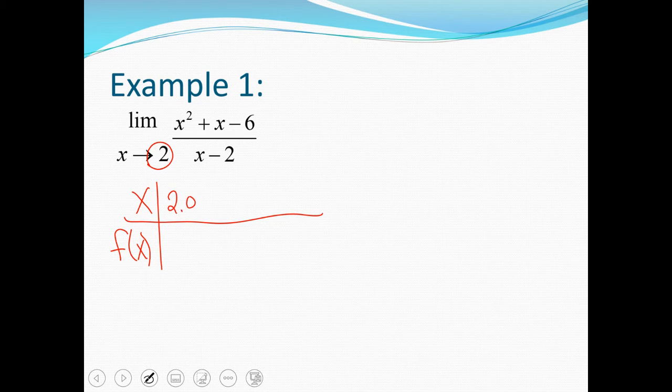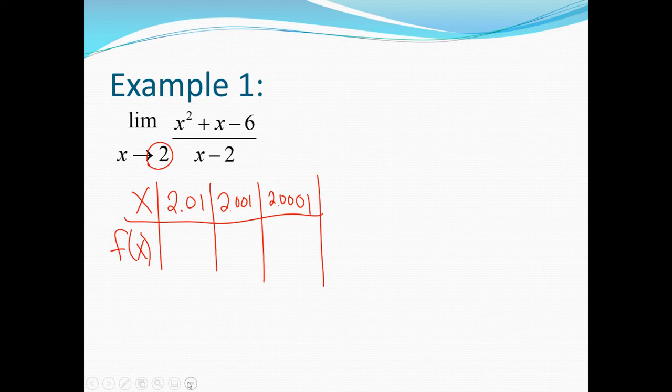So I usually plug in a couple numbers, 2.01, 2.001, and maybe 2.0001. The idea is we want to get closer and closer to 2 without actually equaling 2.